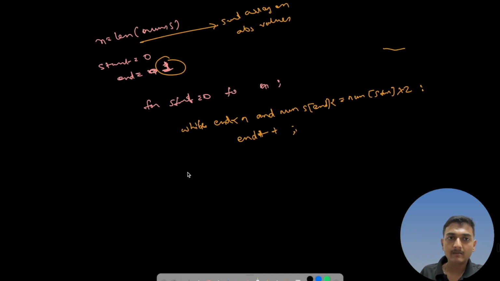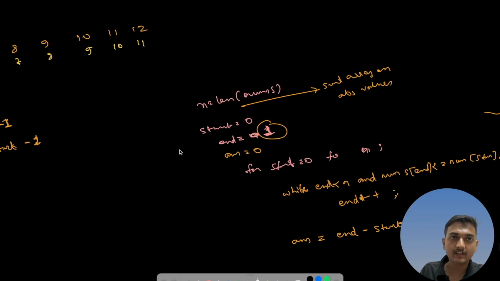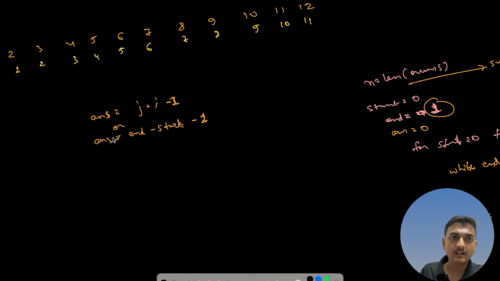I need to calculate my answer. So every time I do something like this, I will increment the answer by end minus start minus 1. Why am I doing this? Because end minus start minus 1 is basically my window size. I hope you are able to understand.